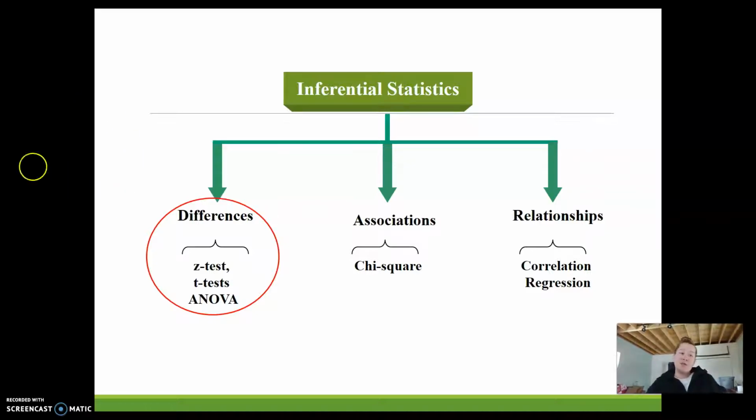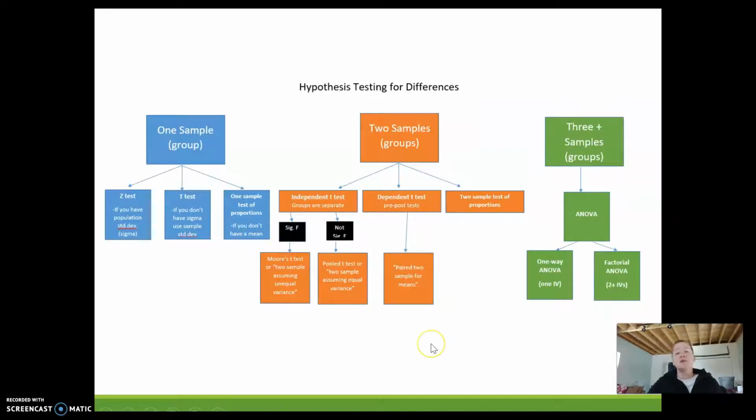There's different ways to do this, but we're going to be focusing on the difference area. And as you can see, there are so many different types of difference testing. This is why people hate statistics. We are focusing on one sample and Z and T for the week. We're not going to get to test or proportion.